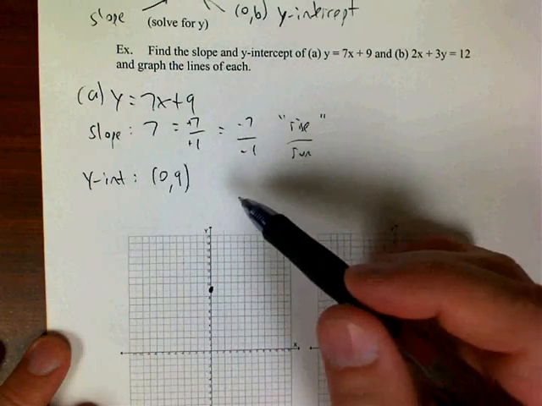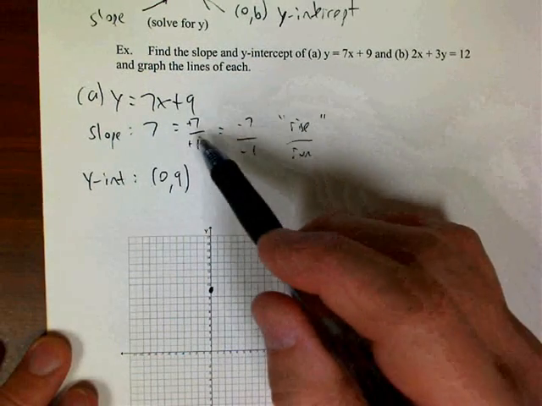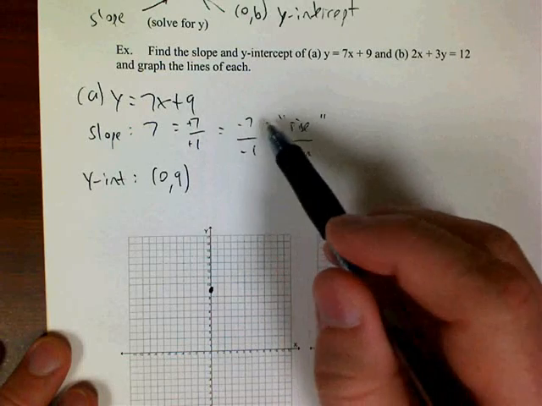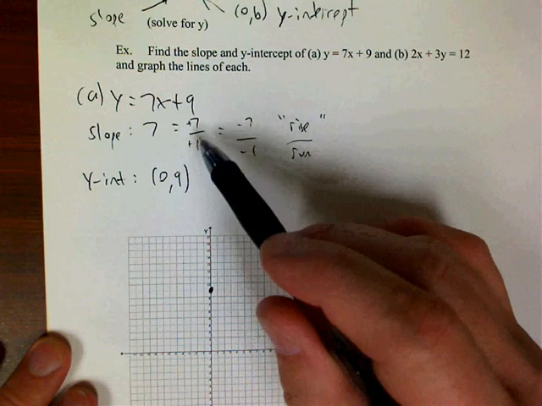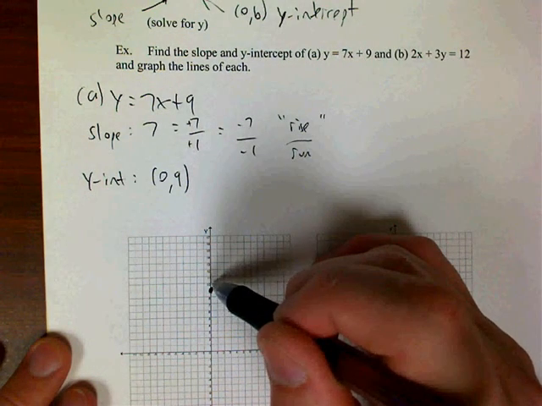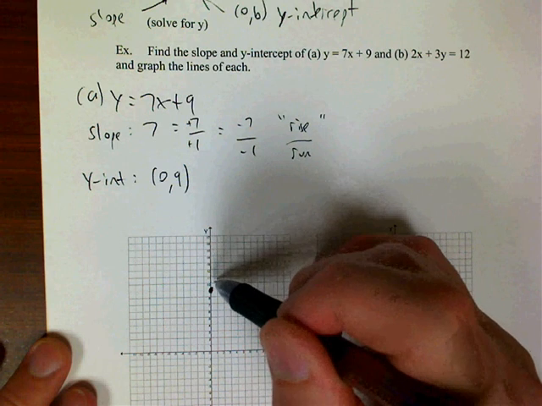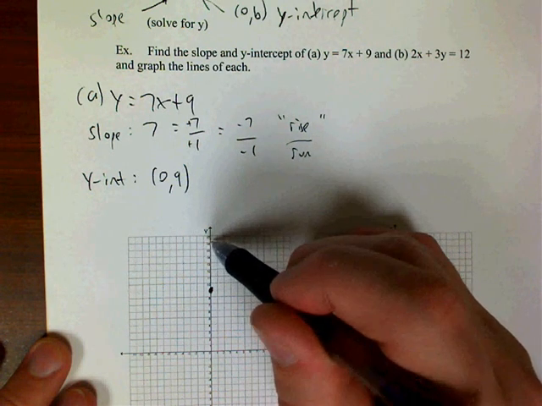But we only need two, but I'm going to show you how you can use both of these to find two more points. Start with the plus 7 over plus 1. Since it's going to rise at plus 7 and run at plus 1, that means we're going to go up 7, right 1 from this point. So let's go up 7. Make sure I count it correctly. 1, 2, 3, 4, 5, 6, 7. And run to the right 1.